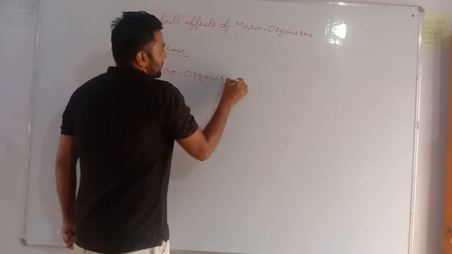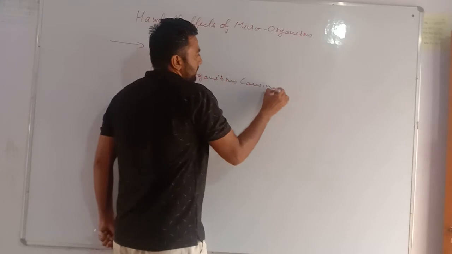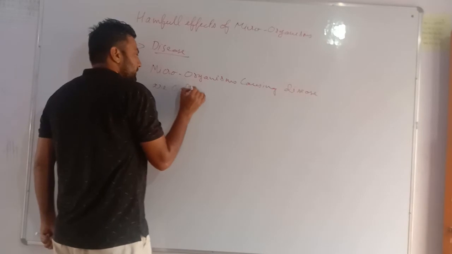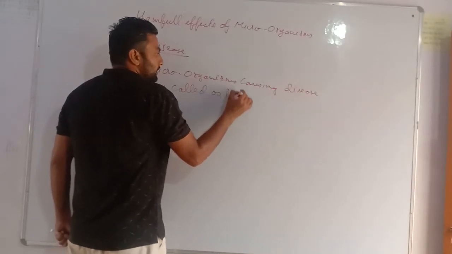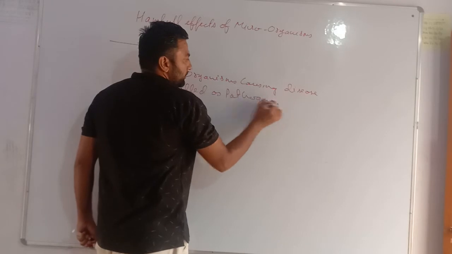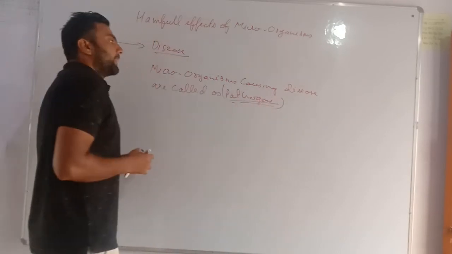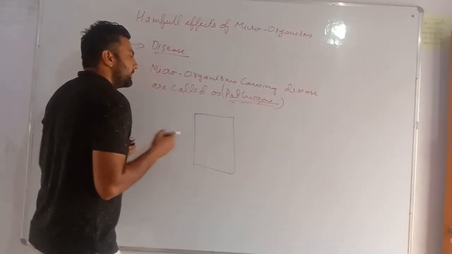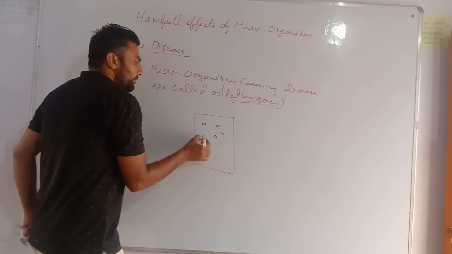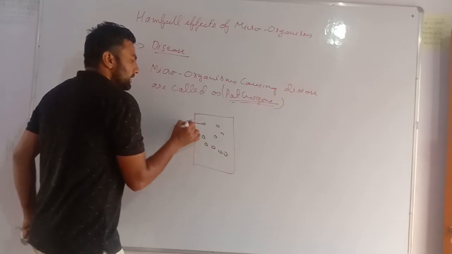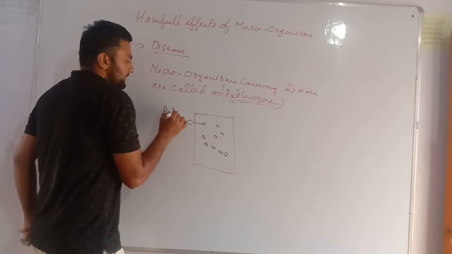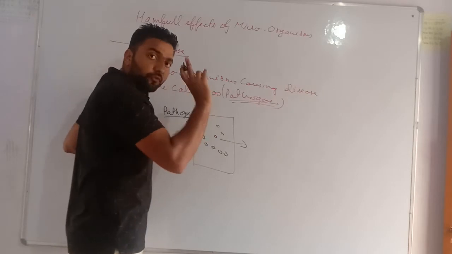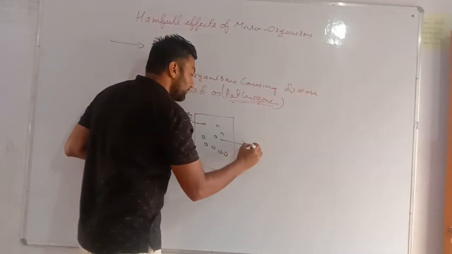Microorganisms causing disease are called pathogens. See my dear students, what are pathogens? Pathogens are microorganisms. If they are present in my body and they reproduce and become very large in number, and because of this my body is not able to function properly, I may even die.